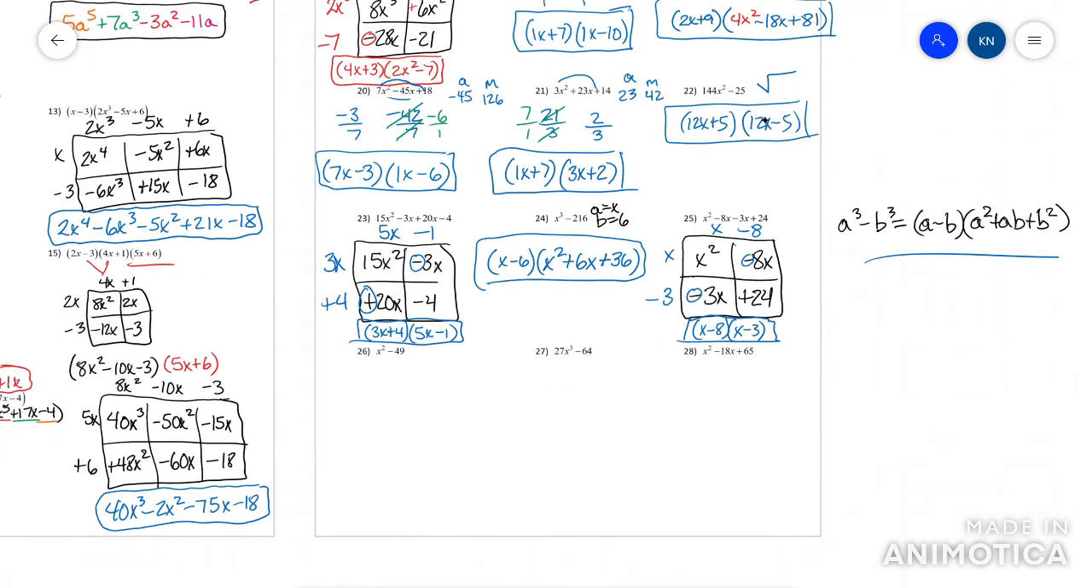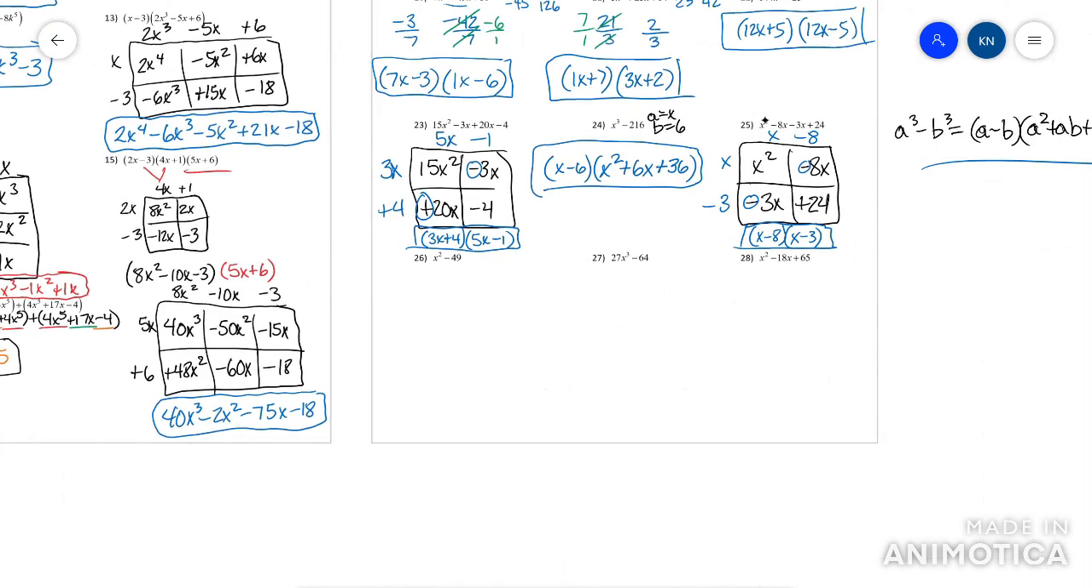All right, 3 more problems, almost there. All right, number 26, this is a difference of squares. So instead of cube rooting, I'm square rooting. So then I just ask myself, what times what makes x squared? That's x times x. What times what makes 49? That's 7 times 7. One's a plus, one's a minus, done. Difference of squares.